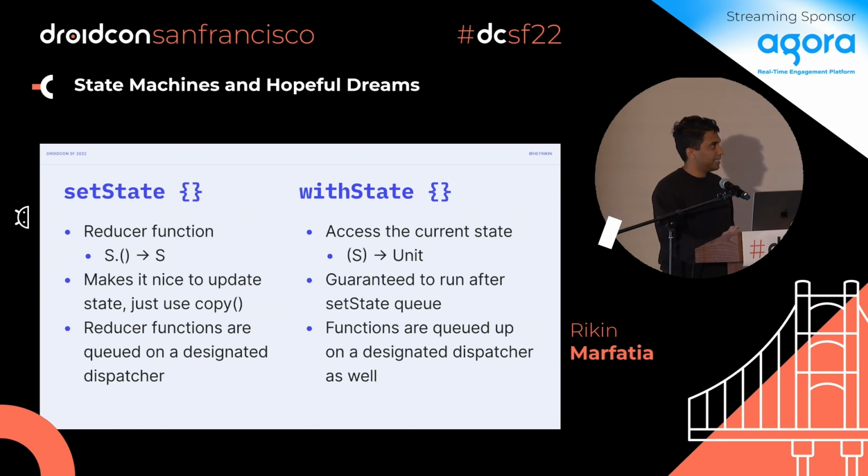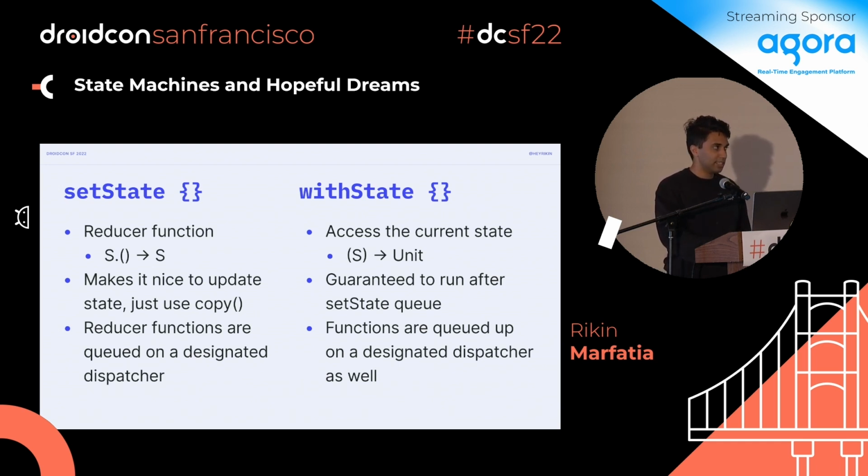So the main difference here: setState is like the reducer function. Typically when you're handling your actions, you'll end up calling setState, which will give you a lambda that's a receiver function on the current state, and then you return a new state. So you can update that state depending on whatever action happened, and because it's a receiver function, inside that lambda the current state is just this, so you can call copy and update whatever fields you want on that data class.